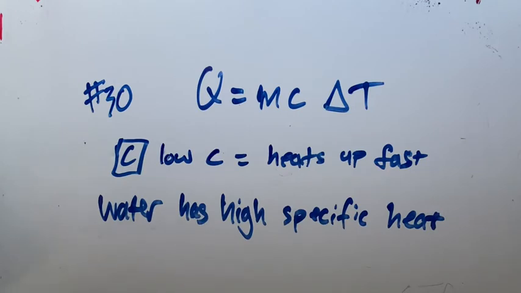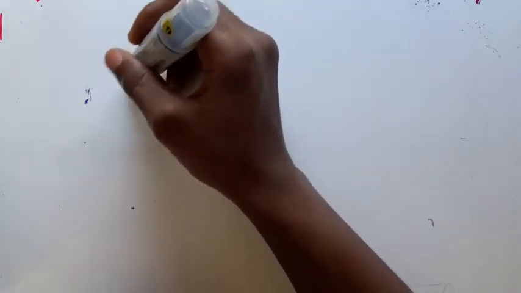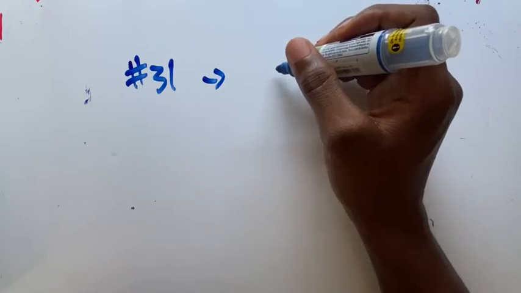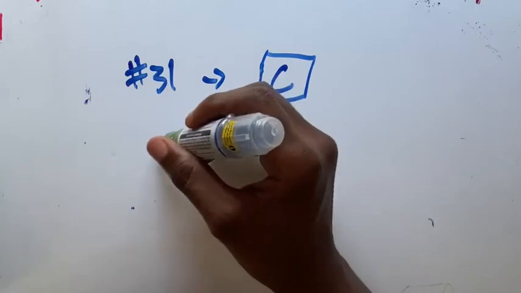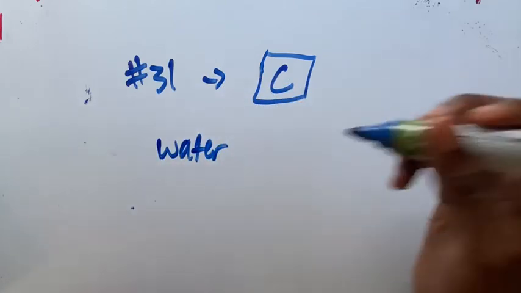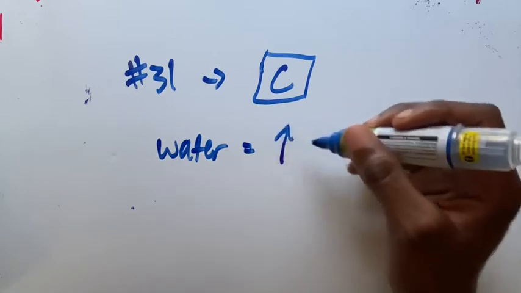So 31 says, after an apple pie is taken from the oven, the pie filling is hotter than the crust due to A, the high conductivity of apples, B, the uneven temperatures, or C, water in the filling retains thermal energy. So for number 31, the answer is going to be C, because we know water, like I just said, has a high specific heat.